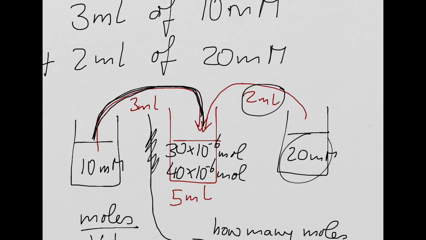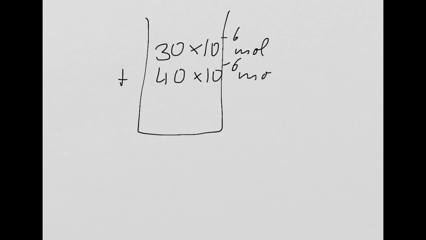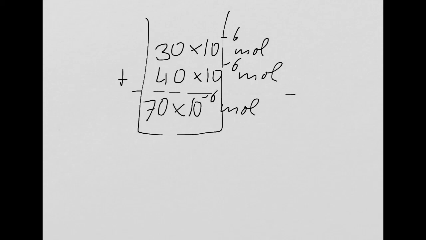Yeah? So now we have in our pot 30 times 10 to the minus 6 mole and 40 times 10 to the minus 6 mole. How many moles do we have? 70 times 10 to the minus 6 mole. That's our total amount of moles that is in this pot.